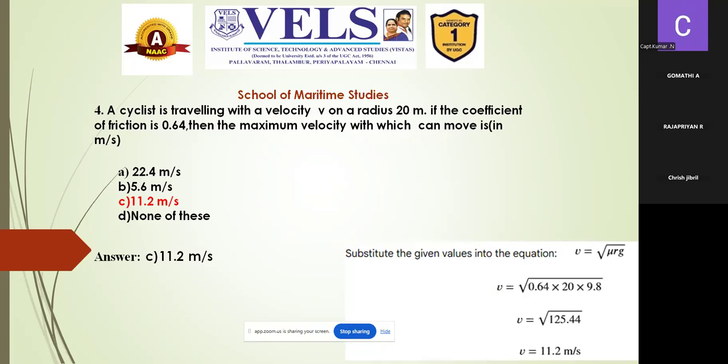Now we are going to find the maximum velocity v. The formula of maximum velocity is equal to root of mu r g. Mu represents the coefficient of friction, given in the problem as 0.64. Then r represents the radius, r is equal to 20 meter. Then g is the gravitational constant, g is equal to 9.8. Now we substitute these values of r, mu and g in the above formula. v is equal to root of 0.64 into 20 into 9.8. So the answer is 11.2 meter per second.